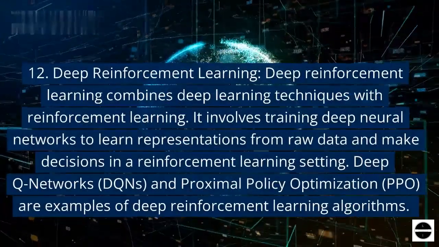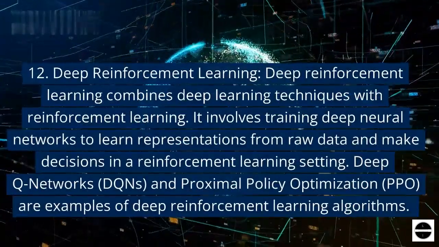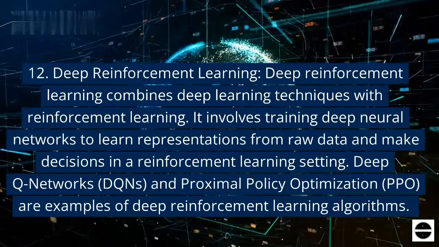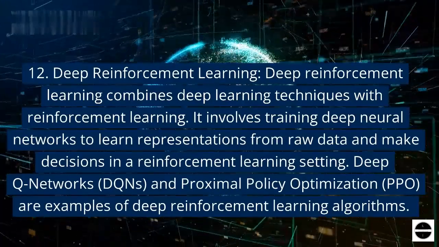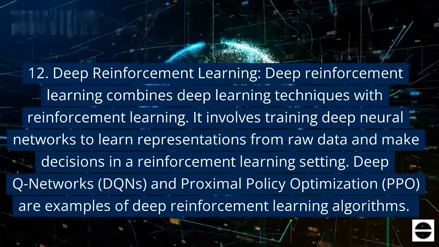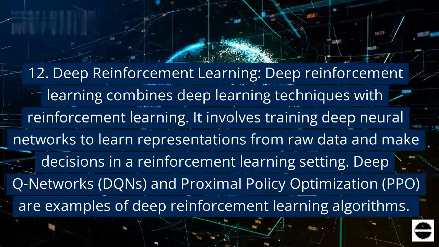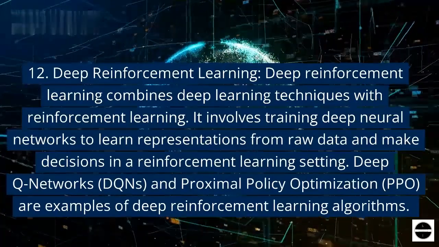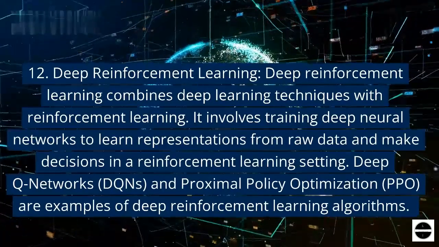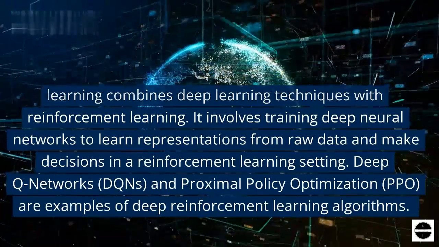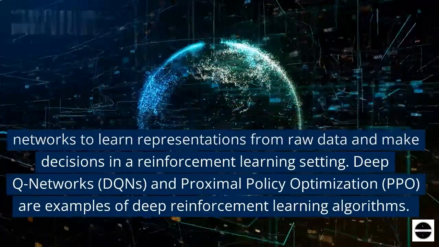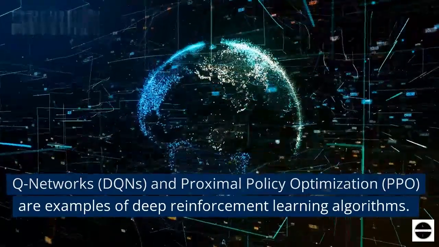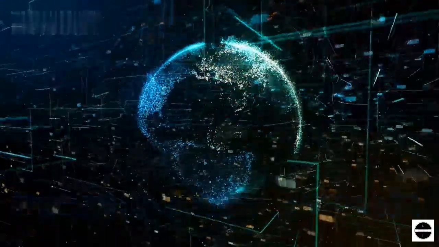12. Deep reinforcement learning. Deep reinforcement learning combines deep learning techniques with reinforcement learning. It involves training deep neural networks to learn representations from raw data and make decisions in a reinforcement learning setting. Deep Q networks, DQNs, and Proximal Policy Optimization, PPO, are examples of deep reinforcement learning algorithms.